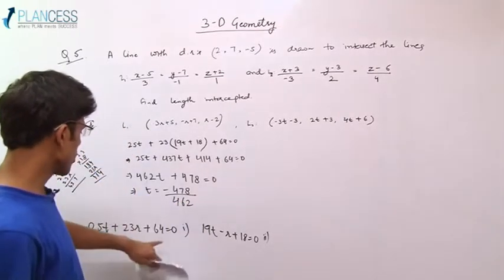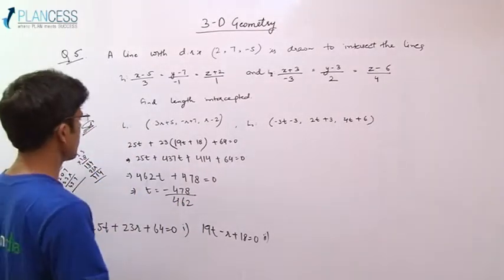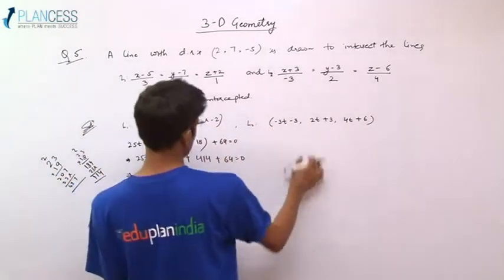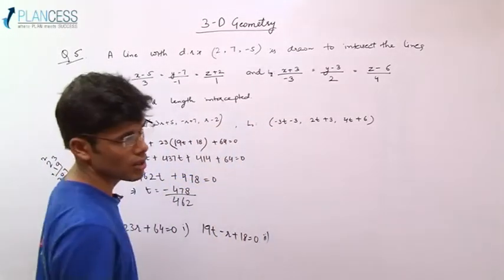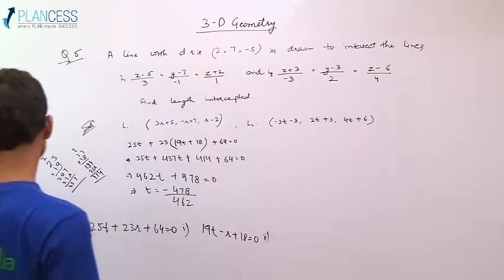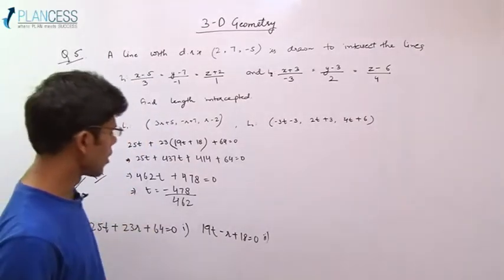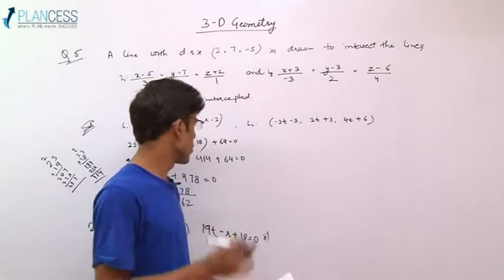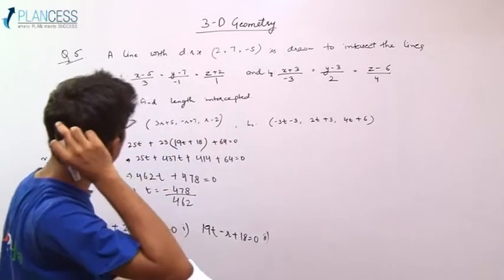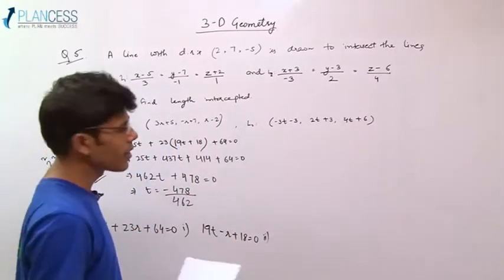Using this value of t and putting it in this equation, we can find r. Once we have t and r, we can put them in these two lines, we will get the points of interception, and then we can find the length intercepted. I'm not doing it since the calculations are too complex. So the main crux of this question was still here, and now it is easy to do.